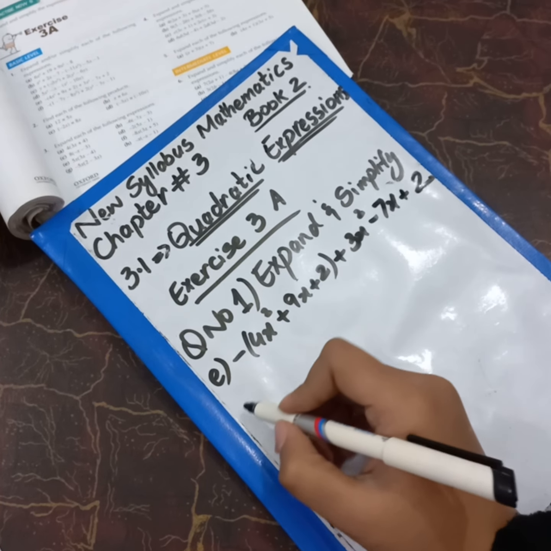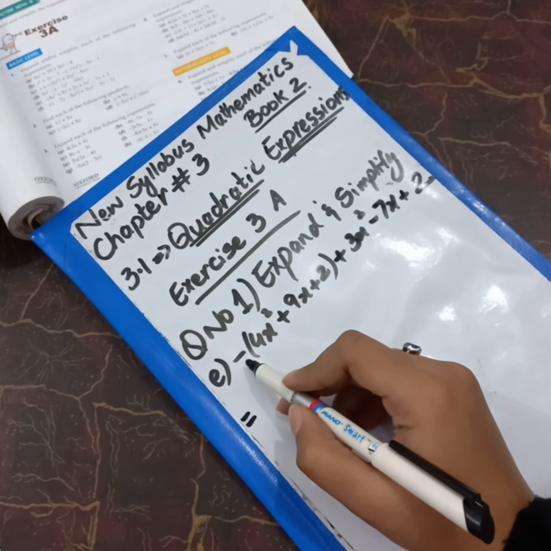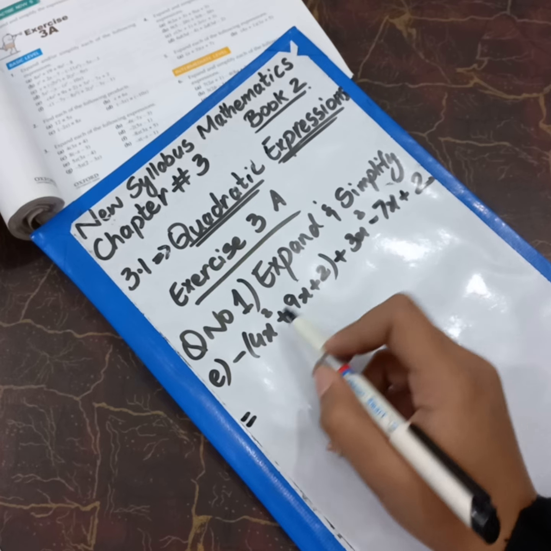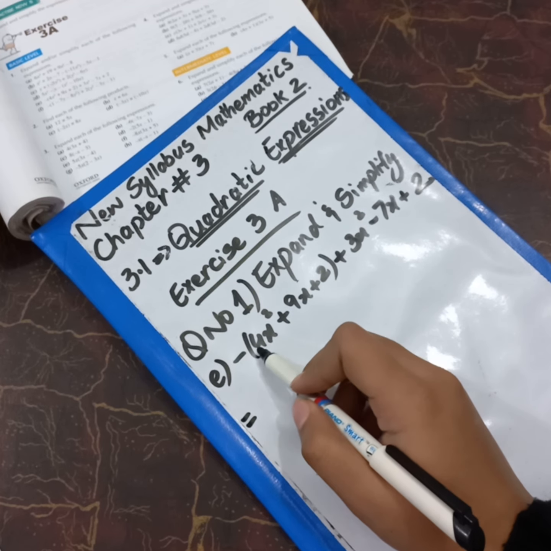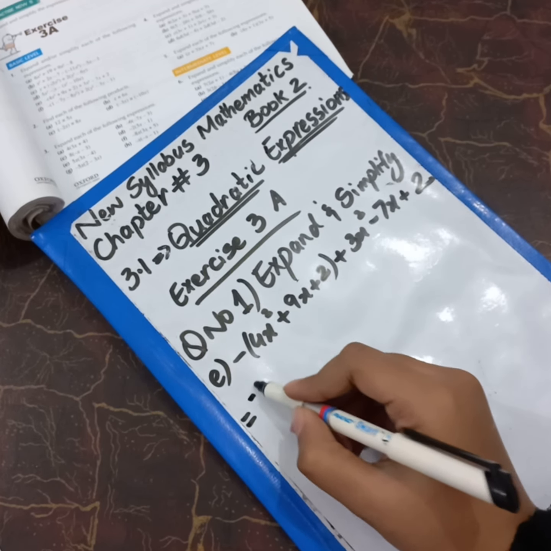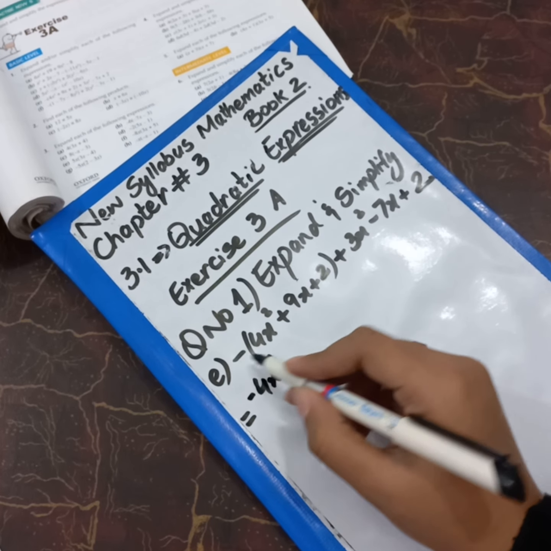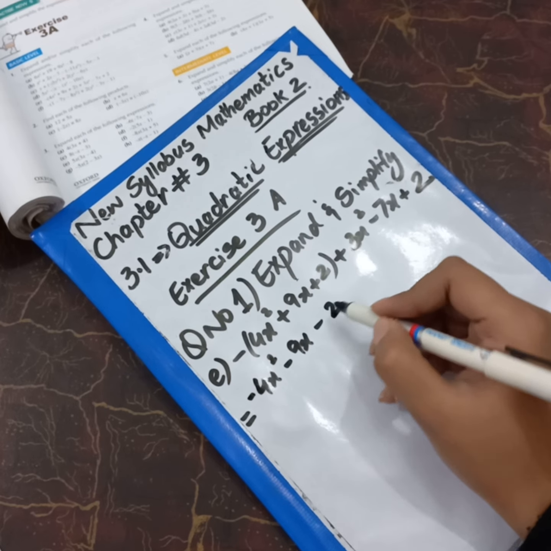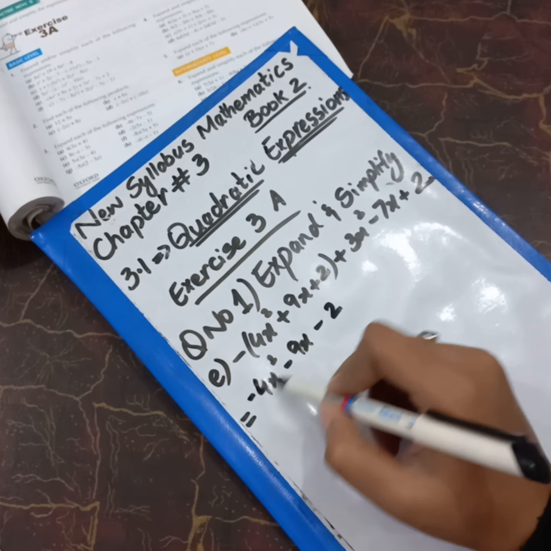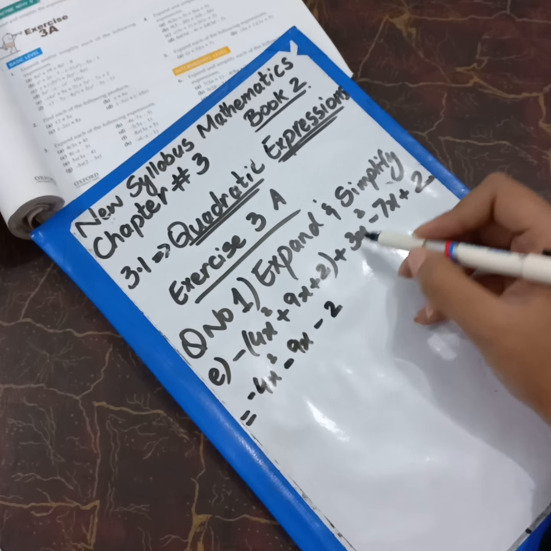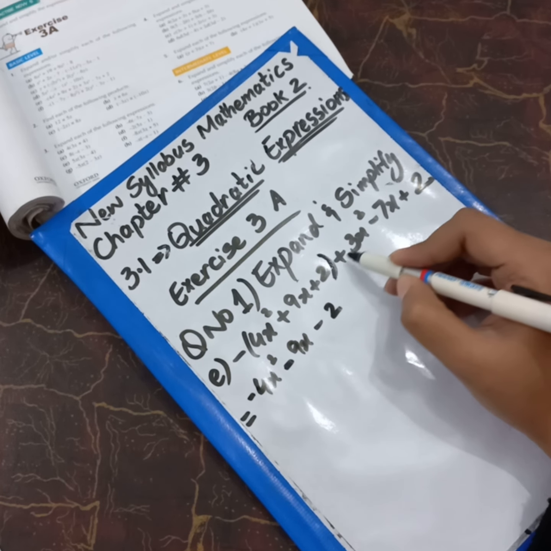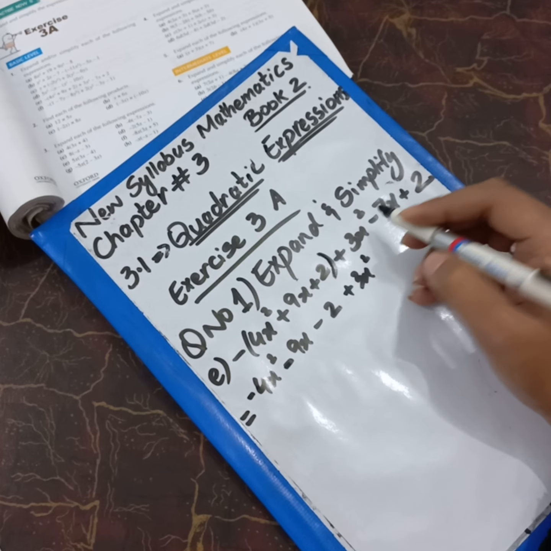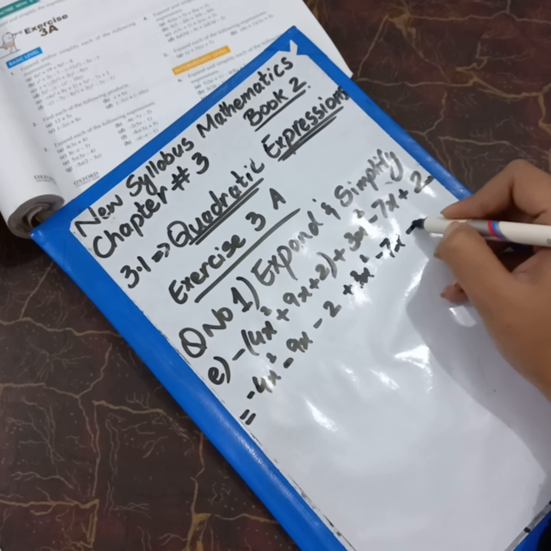Moving towards E part, look at this negative sign. This negative sign will change all the signs of this bracket. It will make them negative. As all are positive, it will make them negative. See how? Minus 4x square, minus plus minus 9x, minus plus minus 2. It has been merged with them, and we are getting new signs there. Hence the bracket is closed over here, so there is no need of changes here. It will come down as it is. Plus 3x square minus 7x plus 2.